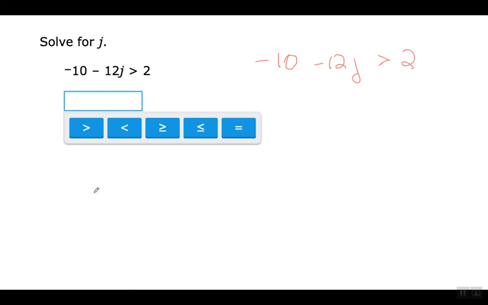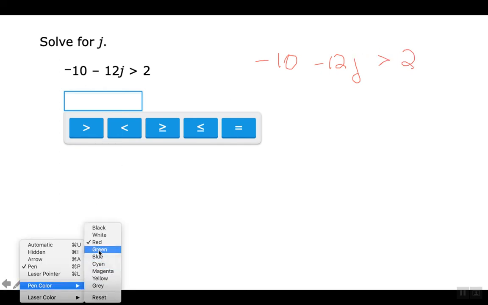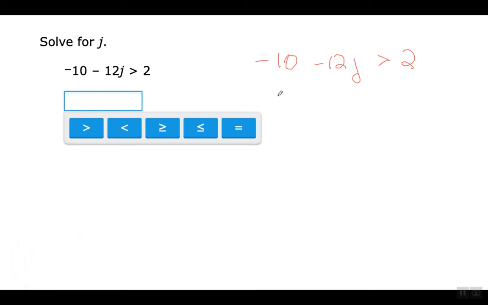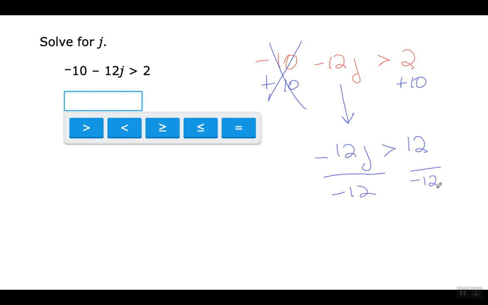Alright, so the number that's with the variable, I'm going to move last. The first thing I'm going to get rid of is the minus 10 by adding 10 to both sides. Okay, so once I do that, I'll have negative 12j is greater than 12. So now to get rid of the negative 12, I'm going to divide both sides by negative 12. When I divide both sides by a negative number, the sign flips. Negative 12 divided by negative 12 is positive 1, so that cancels out. And positive 12 divided by negative 12 equals negative 1. And there's my answer, j is less than negative 1.